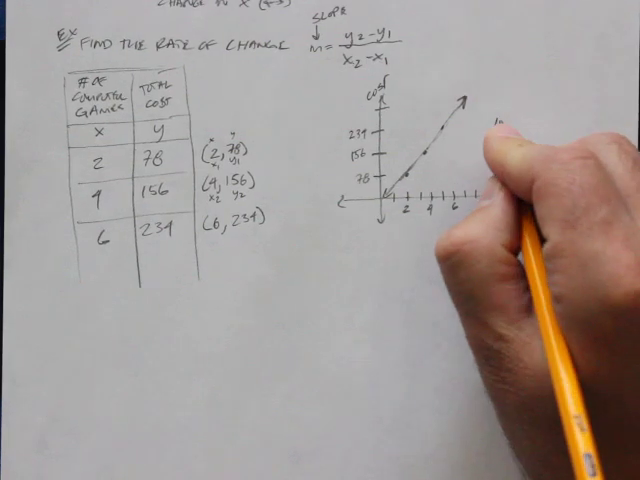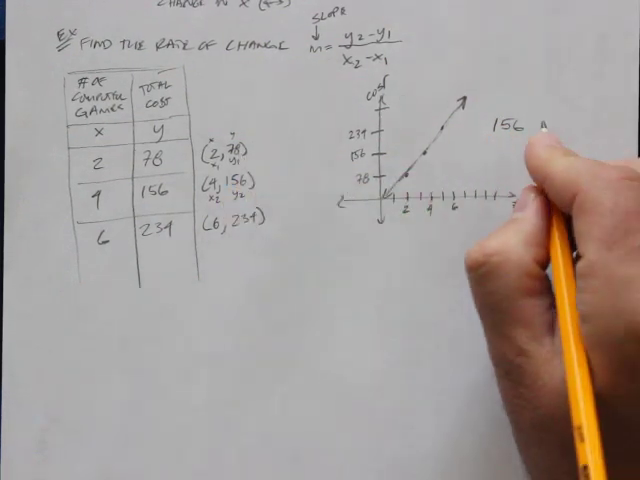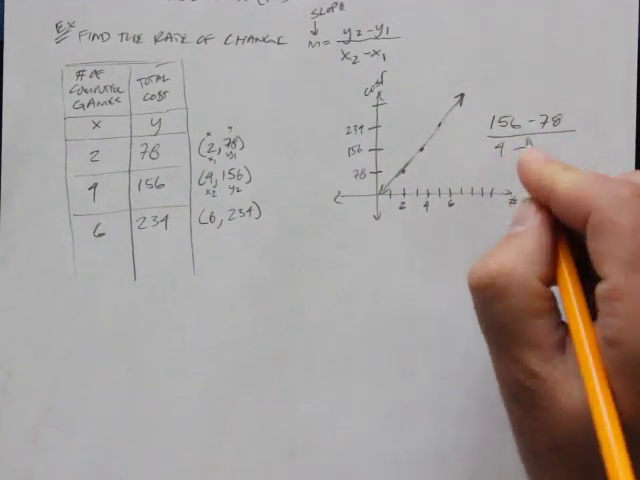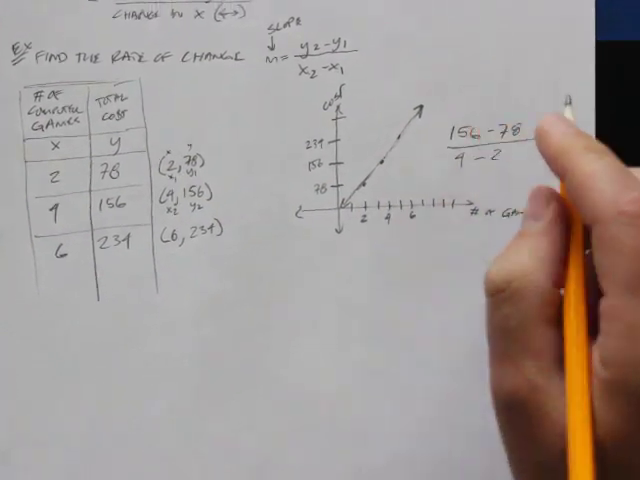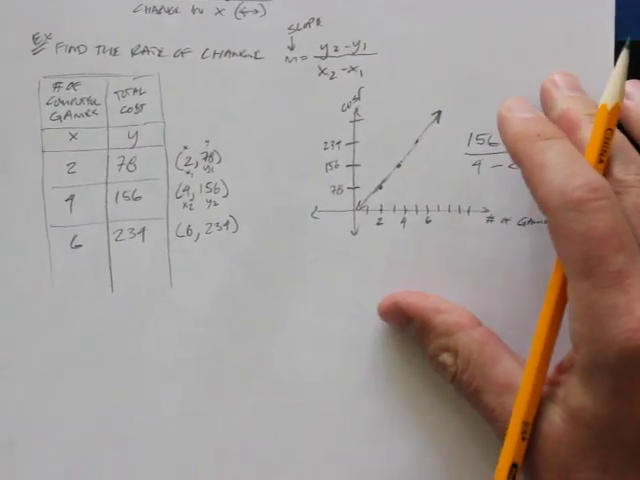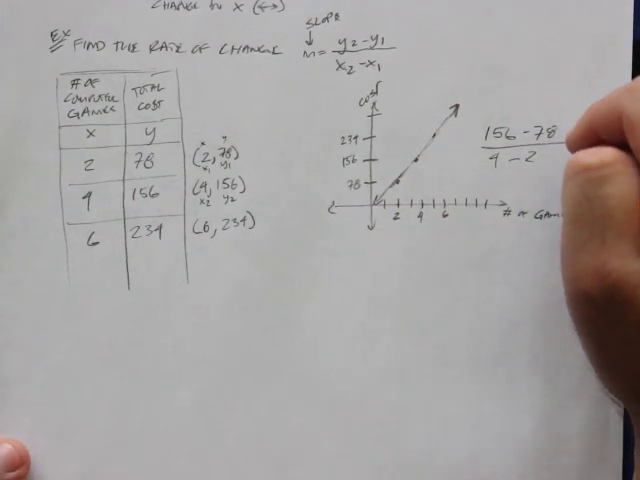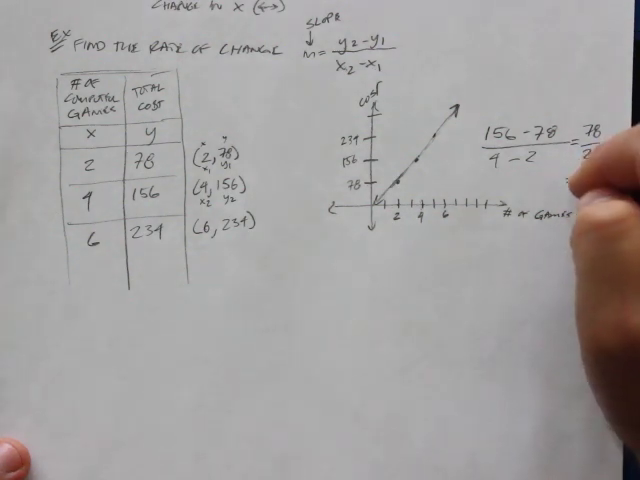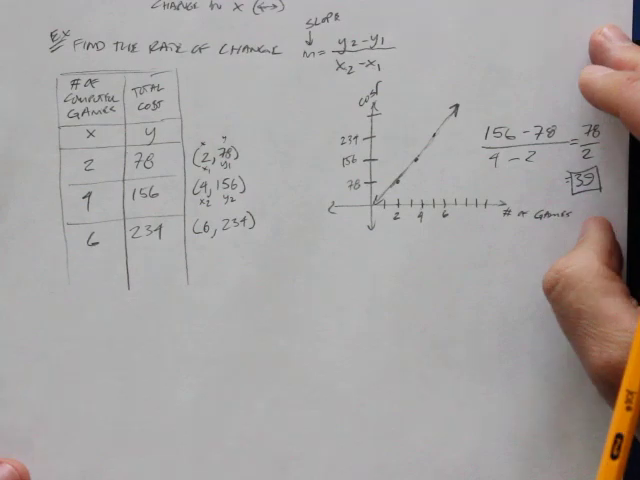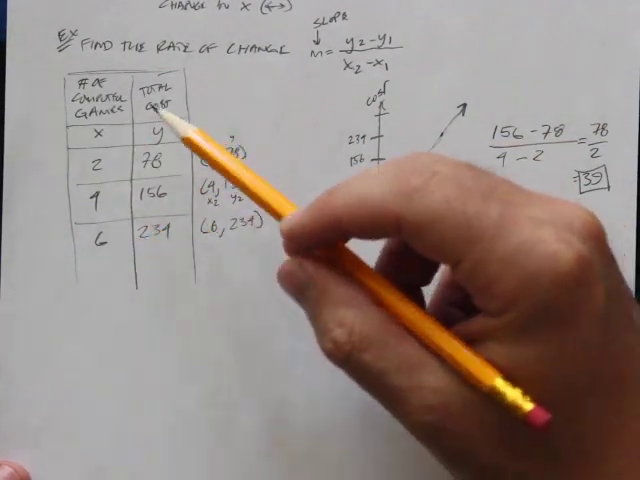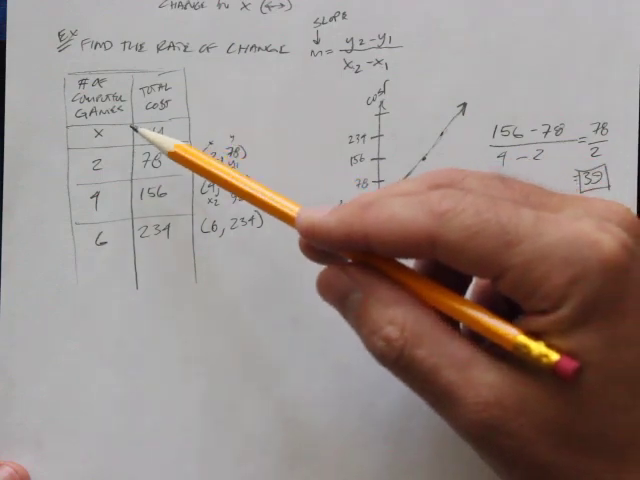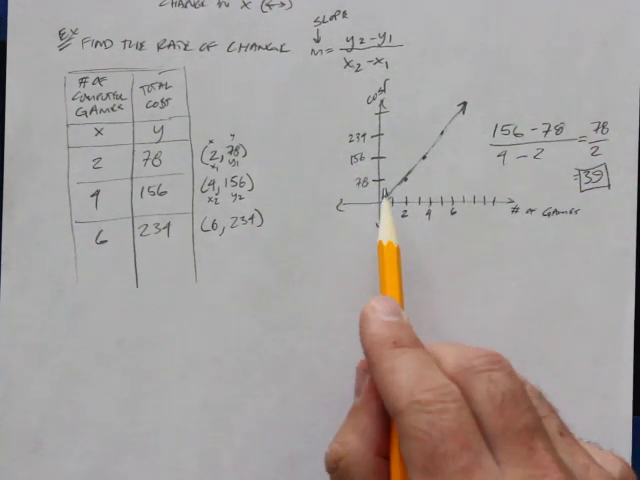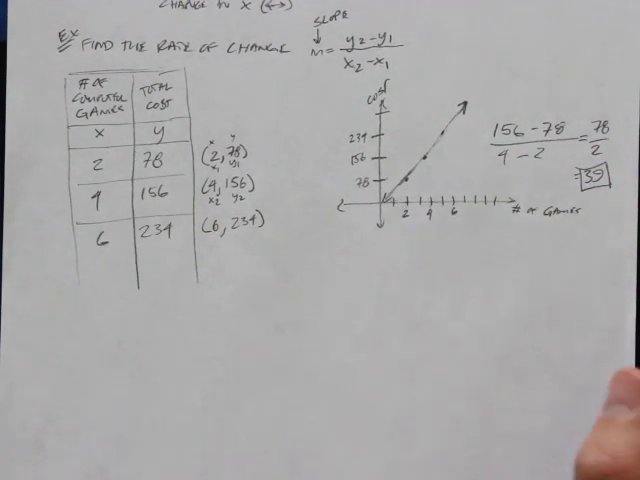Now, let's plug those points into this formula here. So y2 is 156, y1 is 78, so we're going to subtract those two. And then x2 is 4 minus x1, which is 2. And so now I've got 156 minus 78, which is 78. 4 minus 2 is 2. 78 divided by 2 is 39. So the rate of change for this particular problem here, the number of computer games and the total cost, the rate of change is 39. So that's $39 per one game.